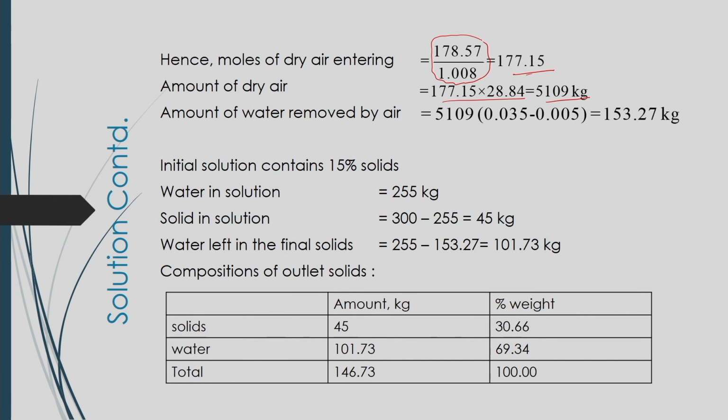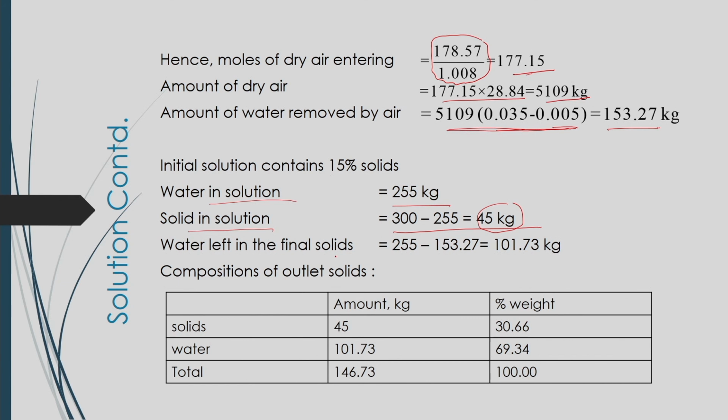Now, the amount of water that is removed by air after drying: here 5109 kg of dry air is coming. Then, according to the moisture at inlet and outlet, you can calculate the moisture removed by the drying process. Now, the initial solution contains 15% solids. Water in solution is 255 kg; solids in solution is 300 minus 255, which is 45 kg.